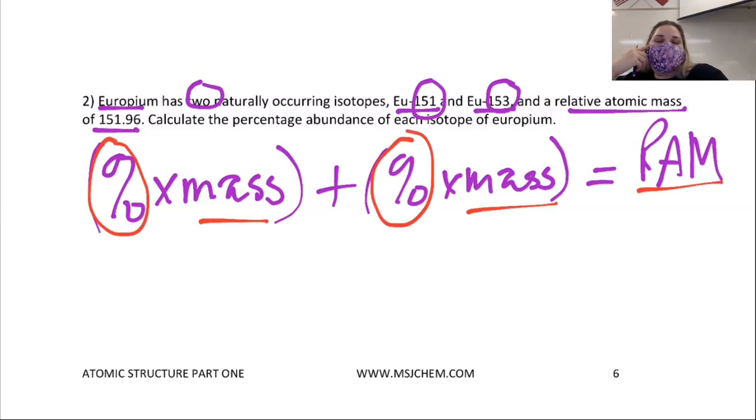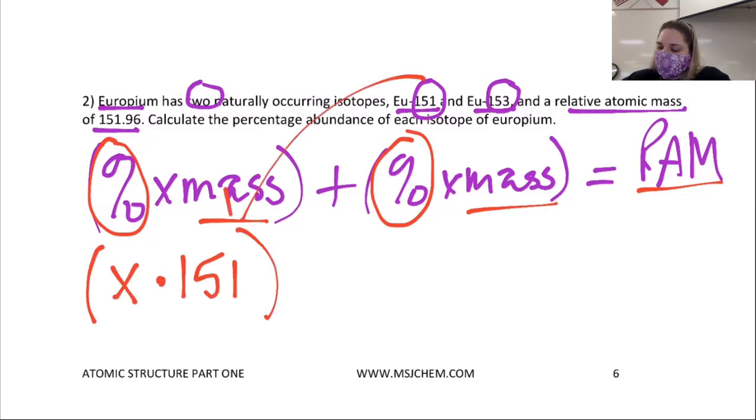What you have to do in a situation like this, when they ask you for the percent, is pretend, because it's a percent, it's out of 100. And remember, we have to convert them to decimal form, so instead of being out of 100, it's now out of 1. I'm going to pretend one of the percentages is X. I don't care which one you pick, the first one or the second one. I would say X times the mass, 151. We'll go ahead and plug that one in.